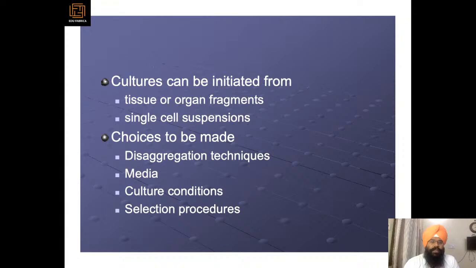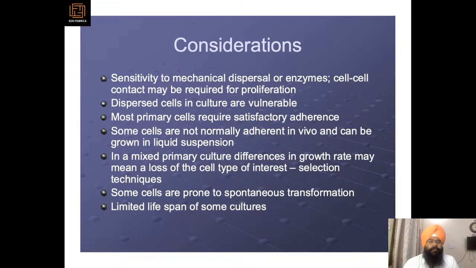So initiation, establishment, and propagation of cell culture: cultures can be initiated from tissue, organ fragments, or single cell suspensions. A choice has to be made about disaggregation techniques, media, culture conditions, and selection procedures. Some considerations: most primary cells should be satisfactorily adherent to the surface, some cell cultures have a limited lifespan, and spontaneous transformation has to be watched for. Some cells are not normally adherent in vivo and can be grown in liquid suspension.